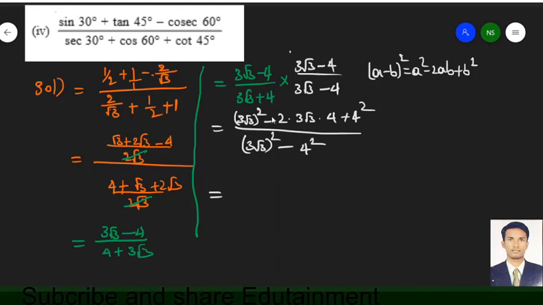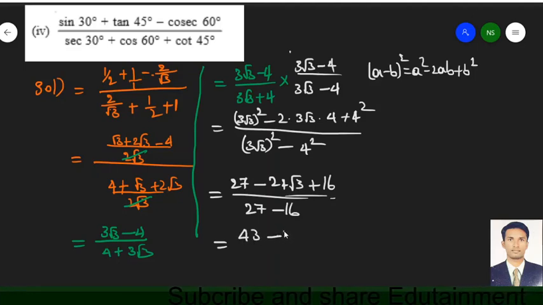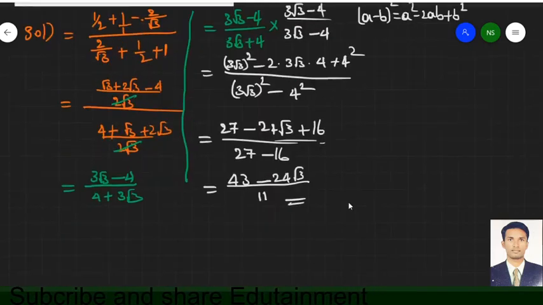Now let us simplify. 3 square is 9, 9 3 is 27, minus 4 2 is 8, 8 3 is 24 root 3, plus 4 4 is 16, divided by, again we will get here 27 minus 16. So that 27 plus 16 is 43, 43 minus 24 root 3 divided by 27 minus 16 is 11. Like that we will find out the solution. Let's move to next question.